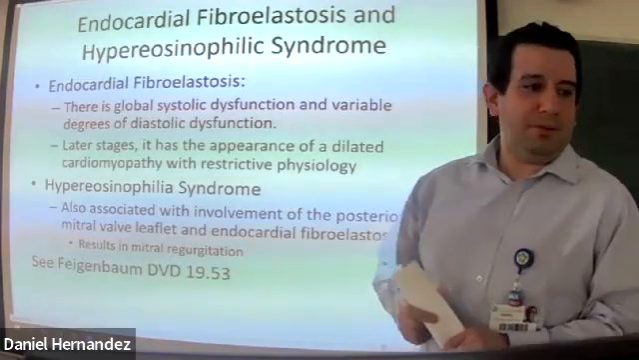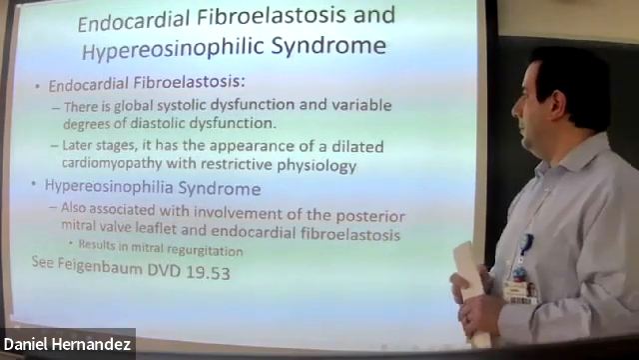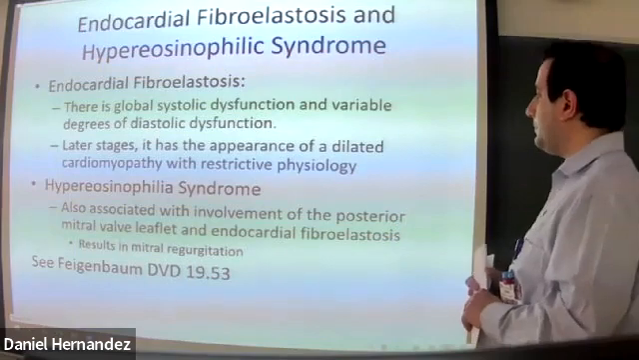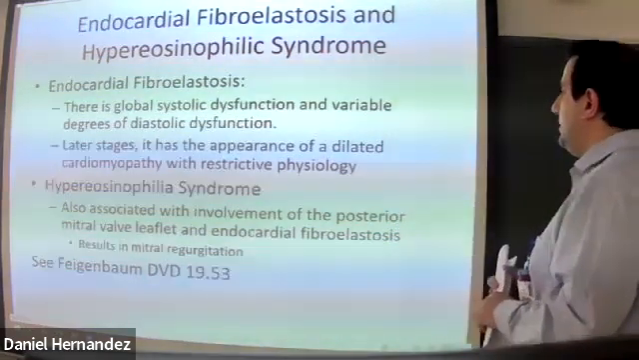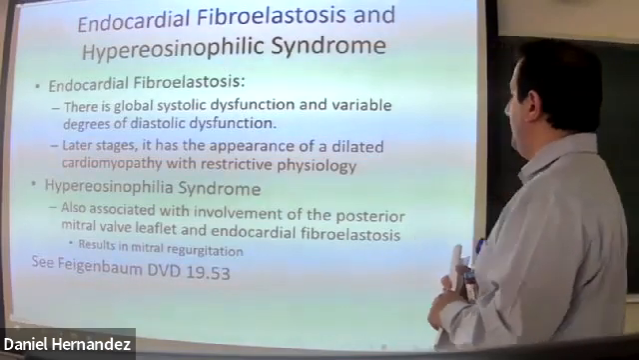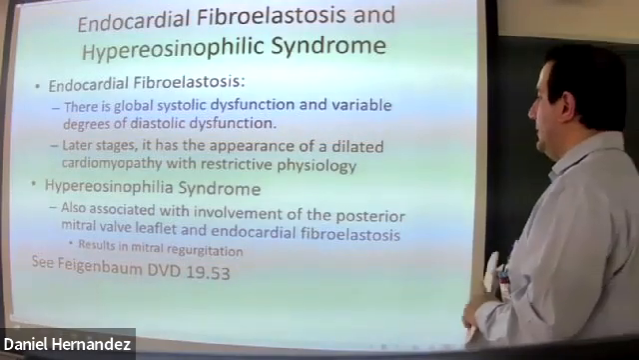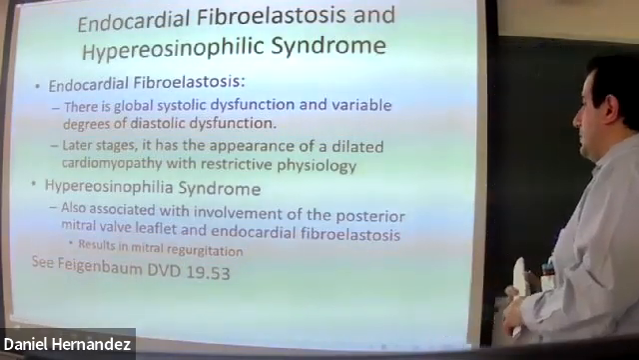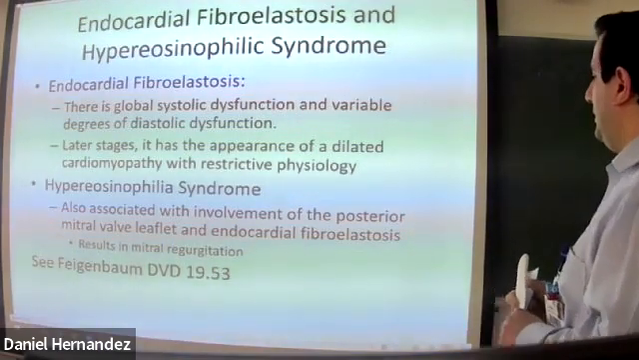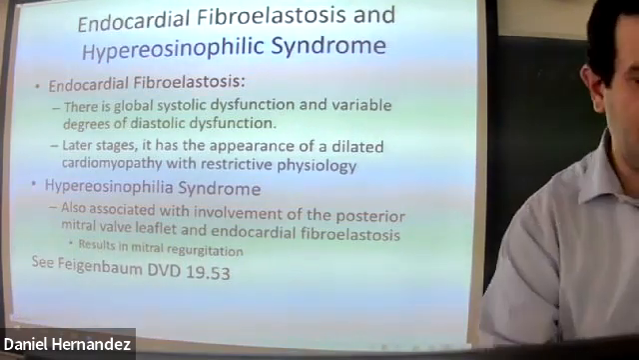With endocardial fibroelastosis, there's global systolic dysfunction and variable degrees of diastolic dysfunction. In later stages, it has the appearance of dilated cardiomyopathy with restrictive physiology. And hypereosinophilic syndrome is also associated with involvement of the posterior mitral leaflet and endocardial fibroelastosis. So that can result in mitral regurg.